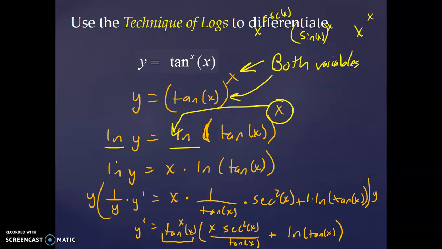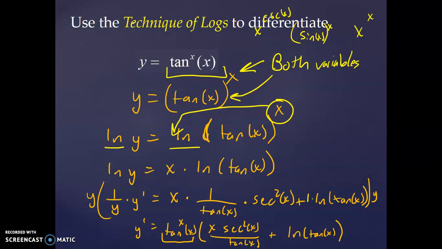Again, on the left side, the derivative of natural log of y would be 1 over y times y prime, so we'd multiply both sides by y. So my final answer would have the original problem in it, tangent of x to the power of x. If I simplified this, I'd get x secant squared over tangent plus ln of tangent of x.